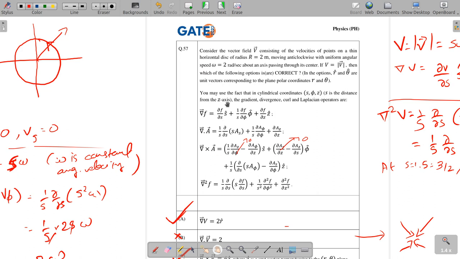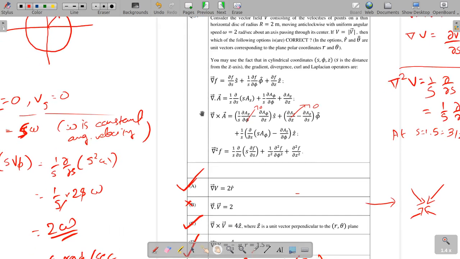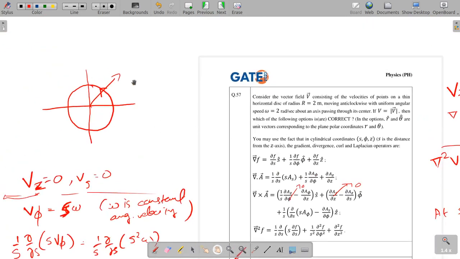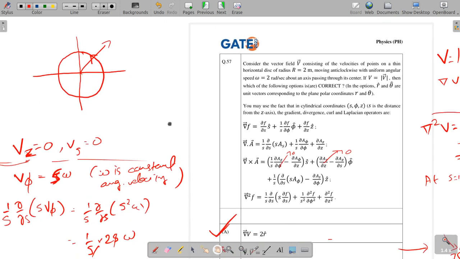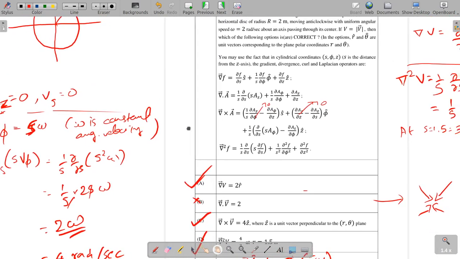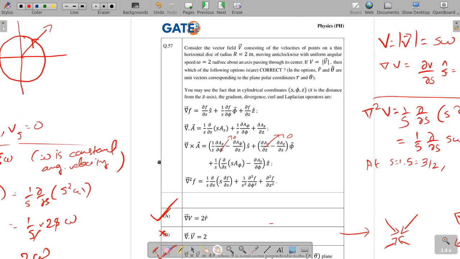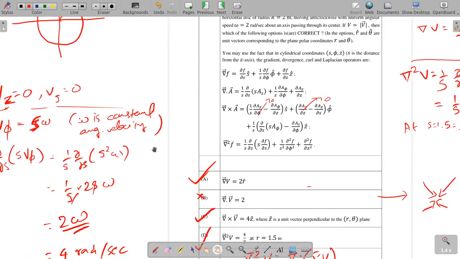So you are provided with the gradient, divergence, curl, etc. These relations are in the cylindrical coordinates, not spherical polar, because we have this kind of cylindrical symmetry here. It's a rotation about an axis, so we should be using cylindrical. Okay, so without doing too much calculation, I will show you how, in this kind of question, we can make a choice.